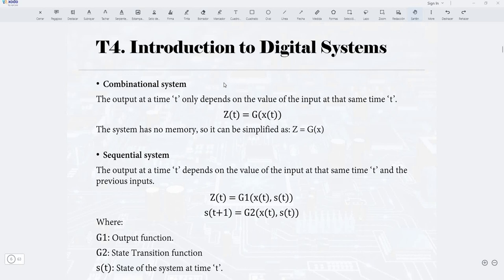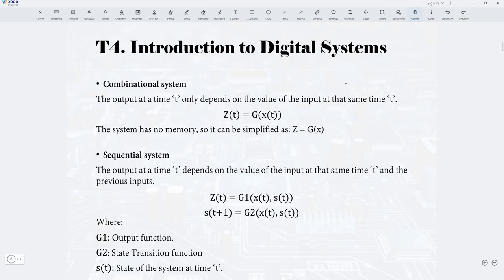In the combinational system, the output only depends on the value of the input at the time t. For example, if we want to know the output at the time t, we are going to look at the input at the time t. So the output doesn't really depend on the time. So we can remove the time variable. The output only depends on the input. This is the simplest case.